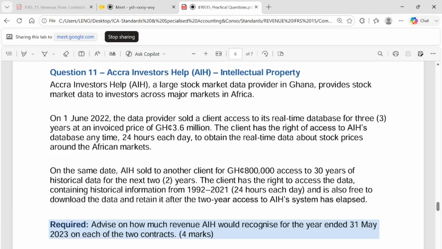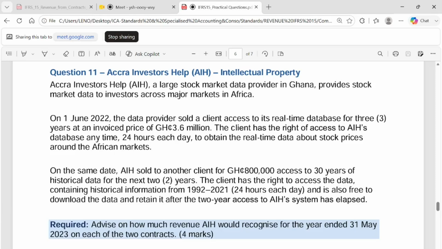When we say something is real-time data, it means it is live. So they keep on updating the data as and when they receive new information. That is what the first scenario is talking about.